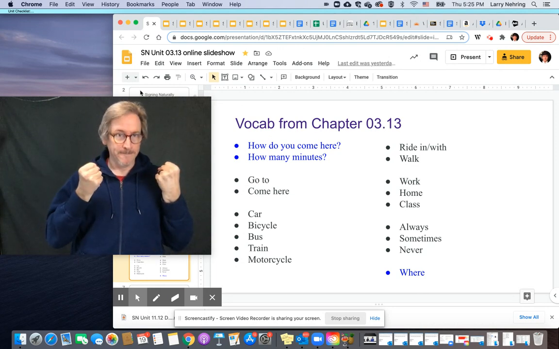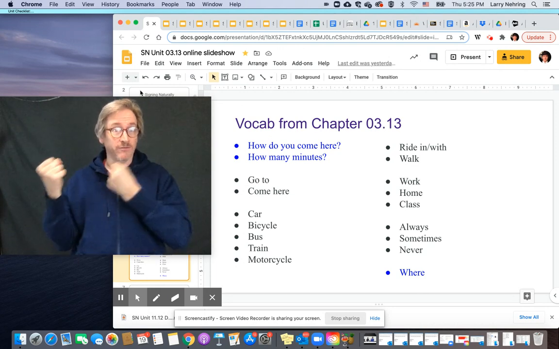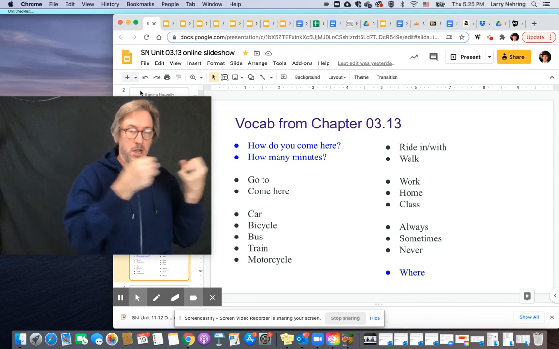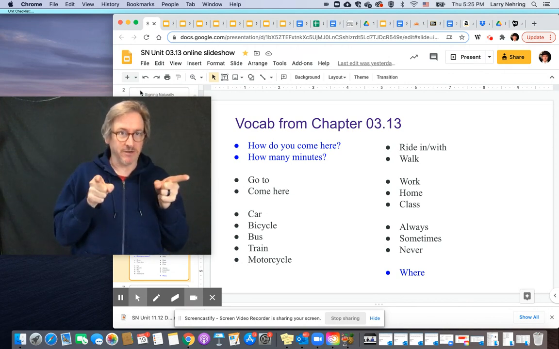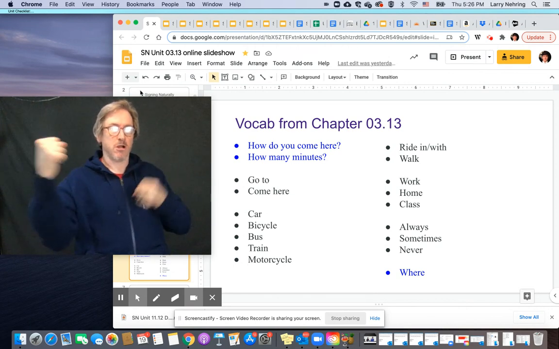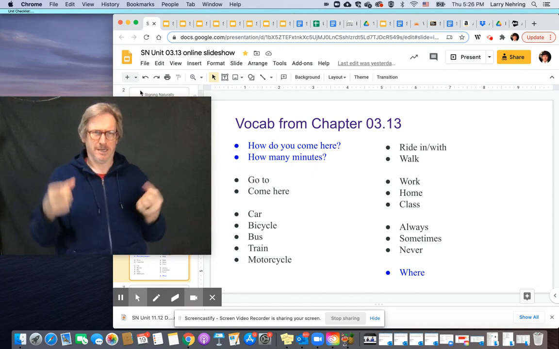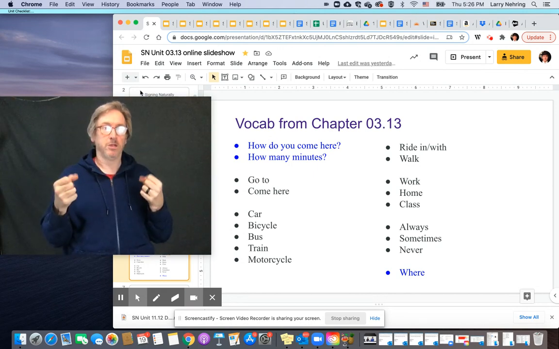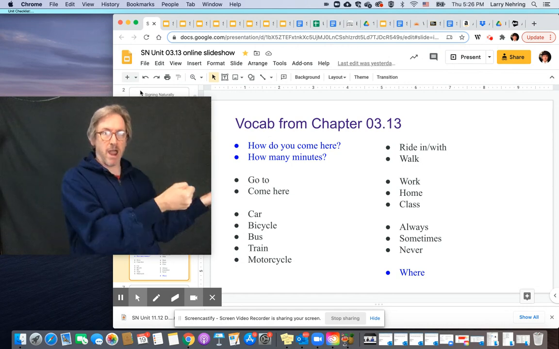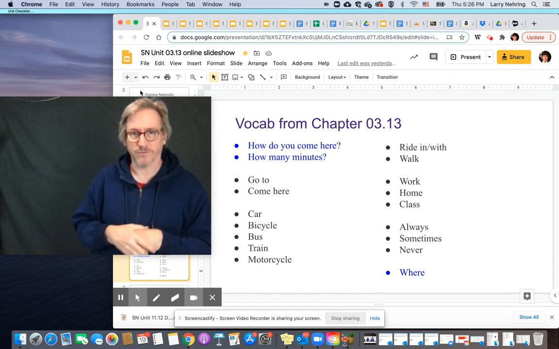Car. Drive is moving both hands. Car is playing with the steering wheel. You wouldn't say I drive over here, because it just looks weird. You have a car and you drive. Okay. So there are two different things.